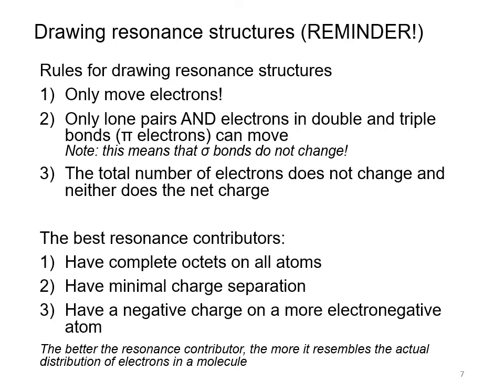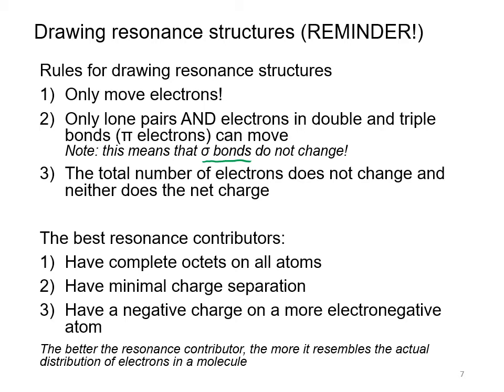Okay, so there's going to be a lot of resonance coming up. So just a few reminders about drawing resonance structures. One is, of course, you can only move electrons. You can only move lone pairs that are there, or electrons in double and triple bonds. These are all pi electrons. You can't break sigma bonds. And then also the total number of electrons does not change, and neither does the net charge. Right, so if you have a net negative charge in one resonance structure, you have to have a net negative charge in all of them.